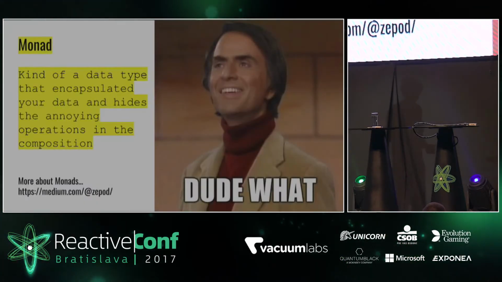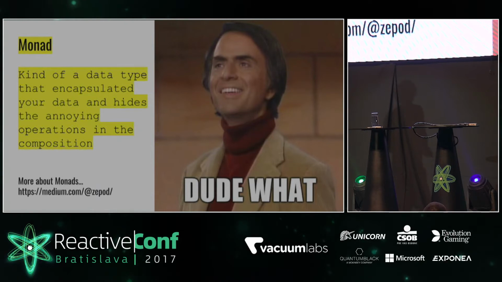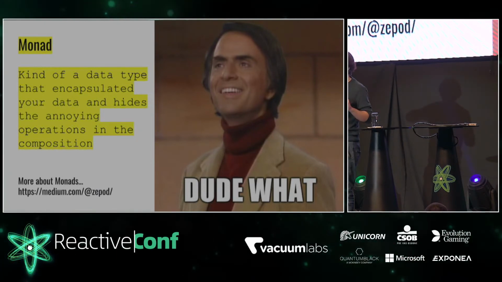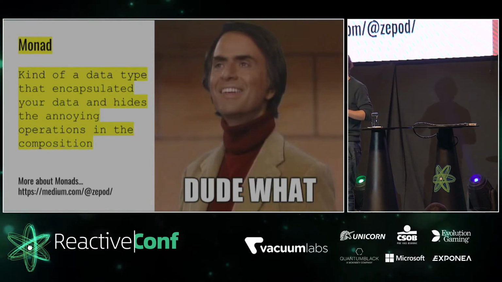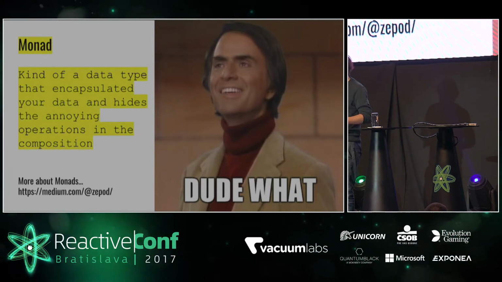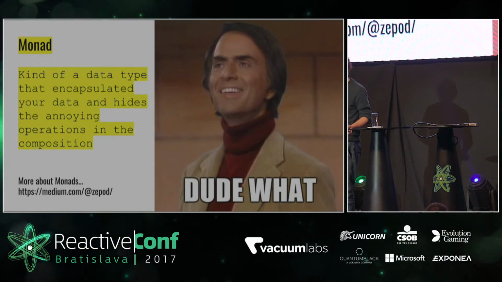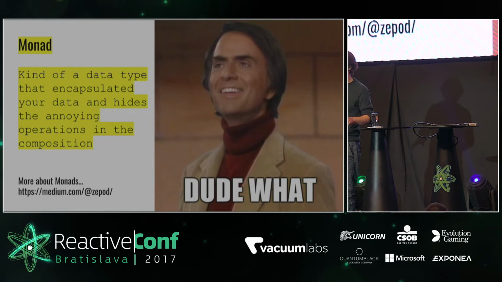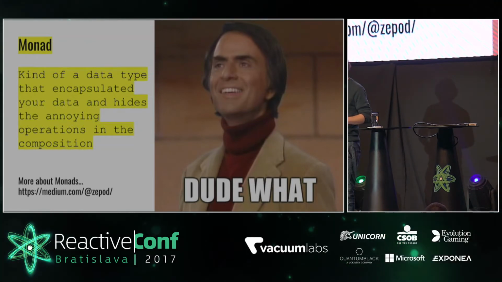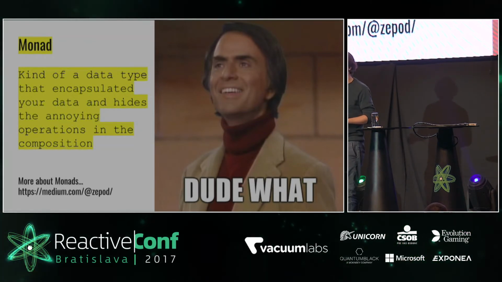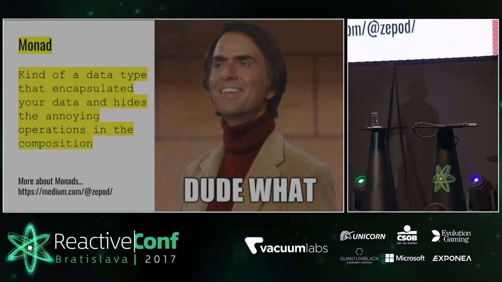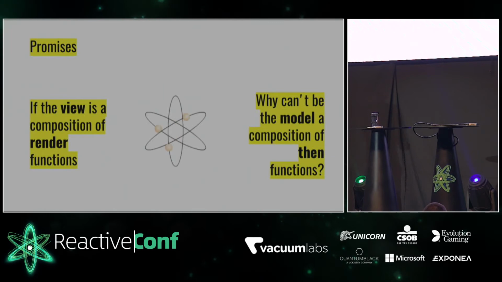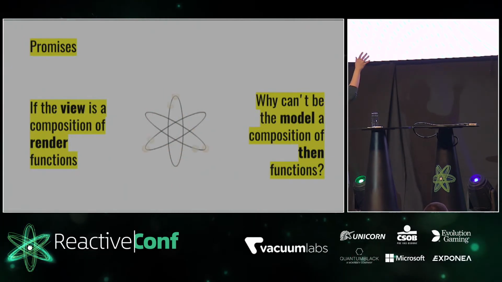It's a thing. For those of you who don't know what a monad is, this is like a sloppy definition that I tried to write, because it can get very academic quite quickly. A monad is a kind of data structure that encapsulates your data and hides the annoying operations in the composition. An annoying operation could be something like handling async data. So what is handling async data in JavaScript? Promises.